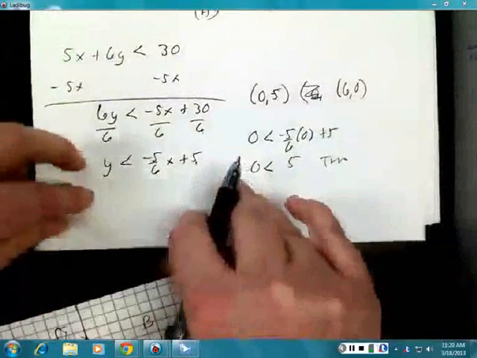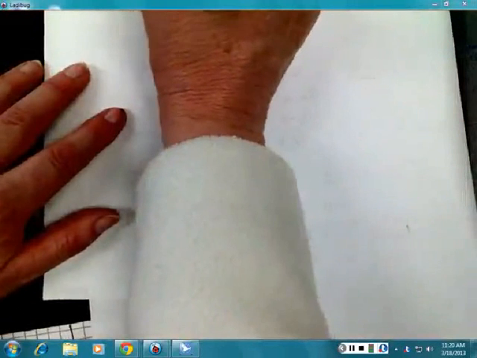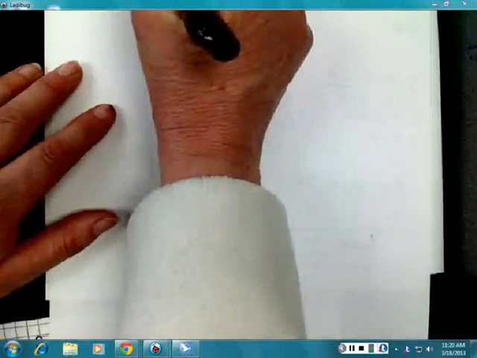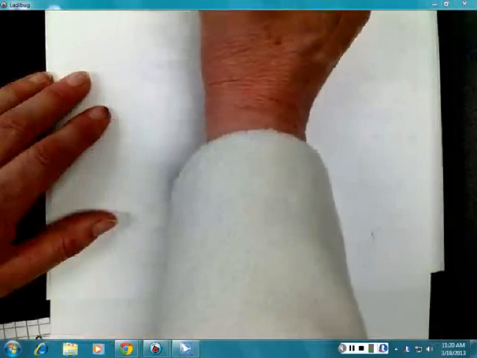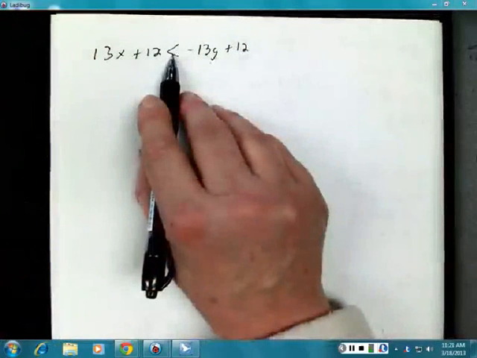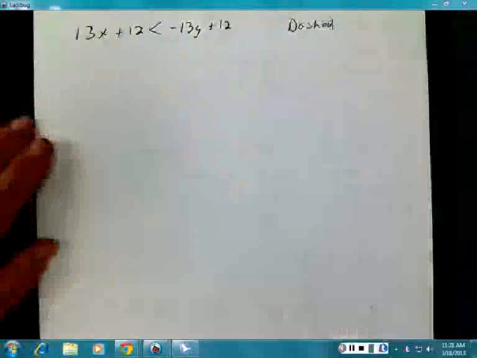Okay. Let's do another one. It's 13x plus 12 is less than negative 13y plus 12. Is the arrow pointing towards this or away from it? That's less than. And I know that it's going to be dashed. We don't have to do any math to know it's dashed because there's that value in there. So it's dashed.